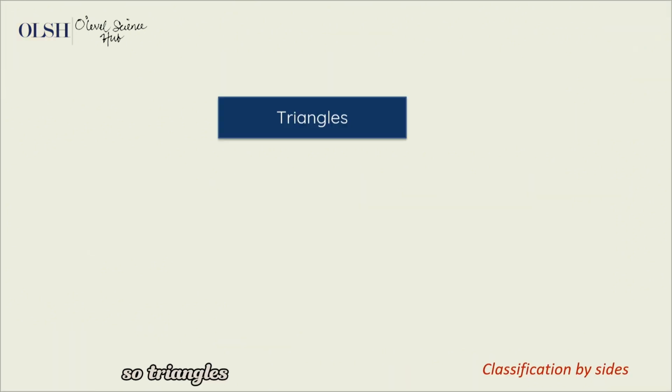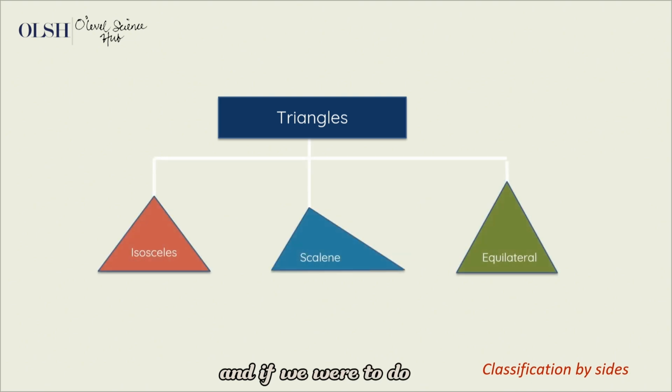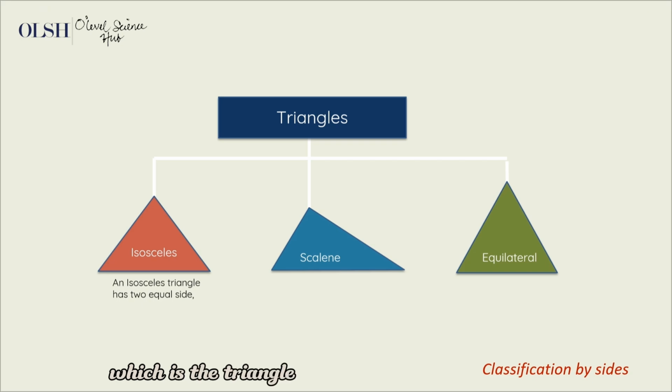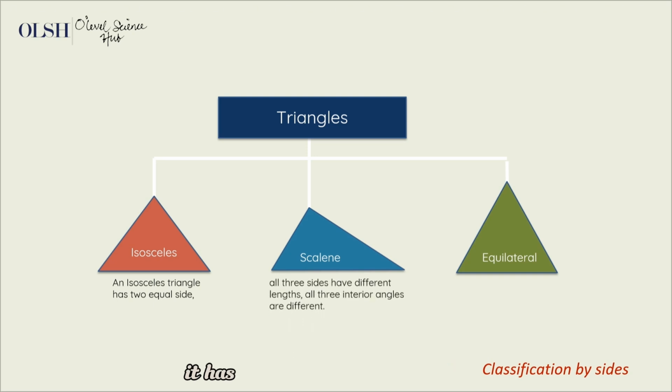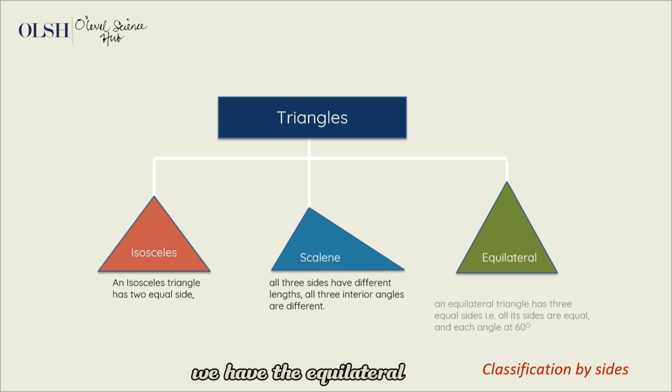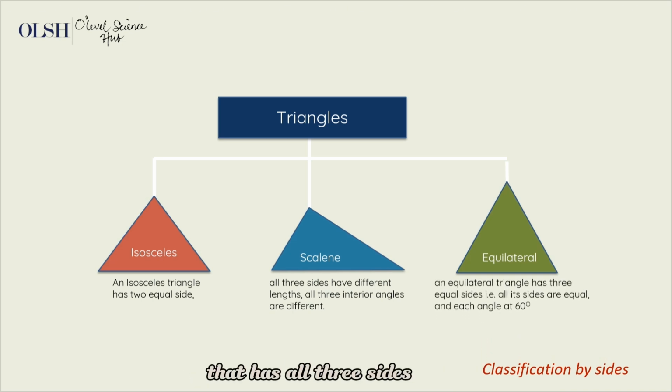So triangles, we can classify them by their sides, and if we were to do that, then we would have the isosceles triangle, which is the triangle that has only two equal sides. We have the scalene triangle. It has all sides not equal in length, and even the angles are not equal. We have the equilateral triangle that has all three sides equal and all angles equal, and each of them has a value of 60 degrees because they all have to sum up to 180.